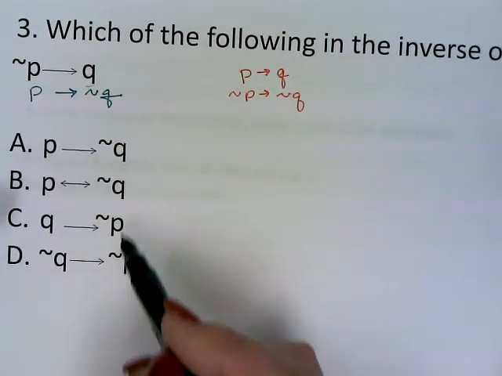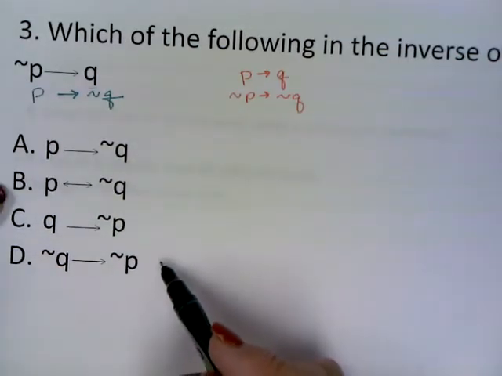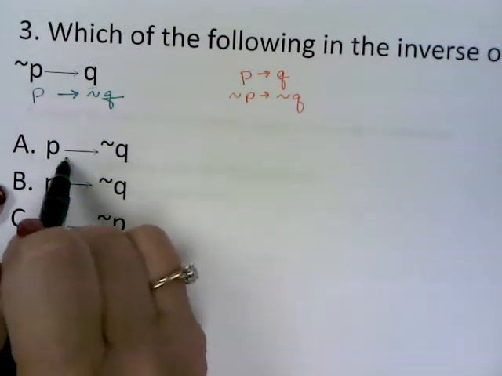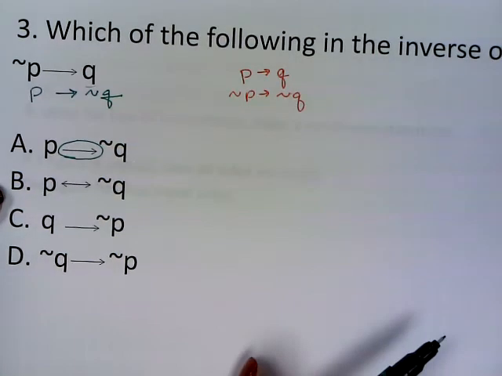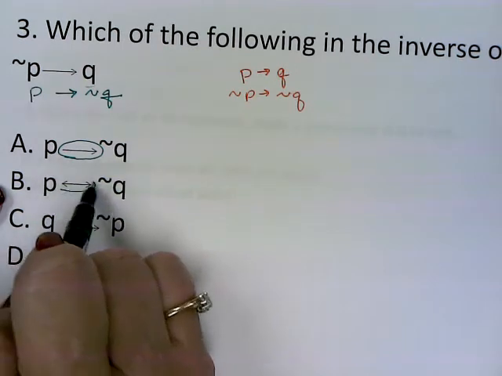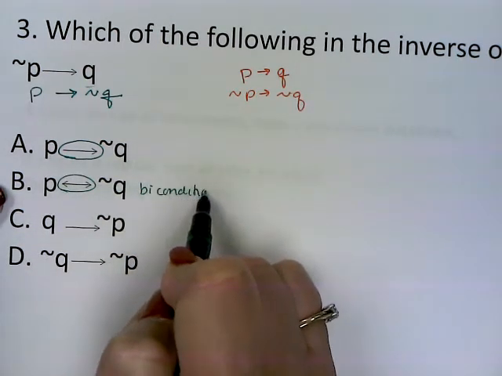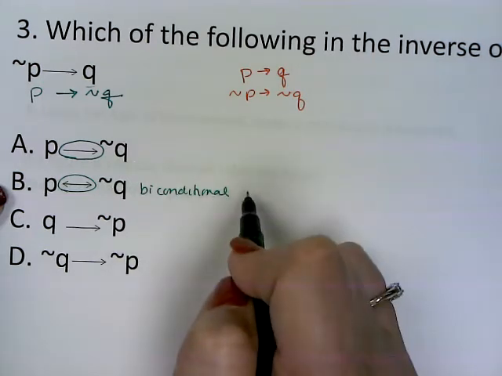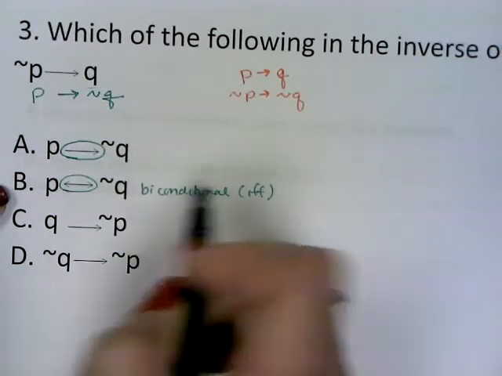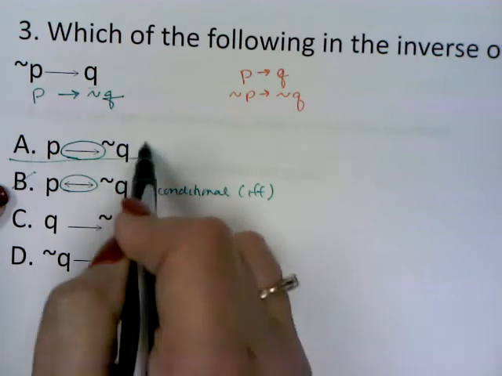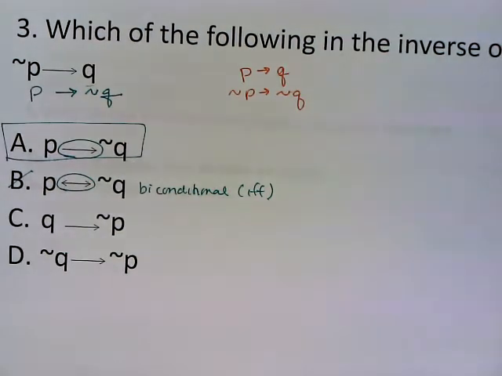Well, wait a minute. I've got two things going on here. Which one is it? This is my inverse form. This, if we recall, is the biconditional form, the "if and only if" statement. That's not what we want. So the answer then is A. Watch the notation to make sure you're saying exactly what you mean.